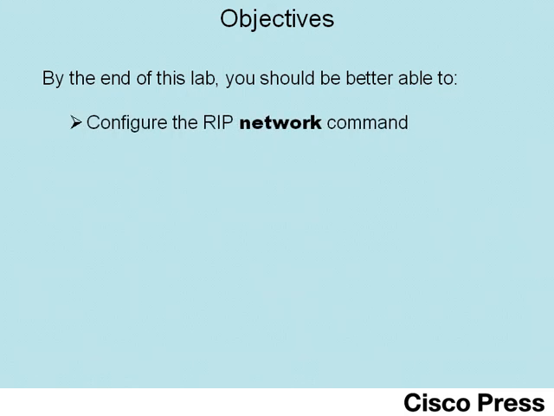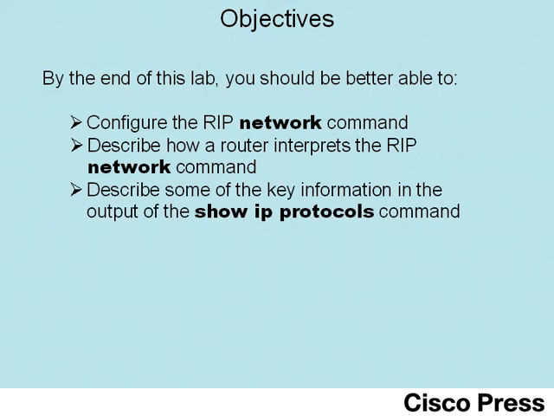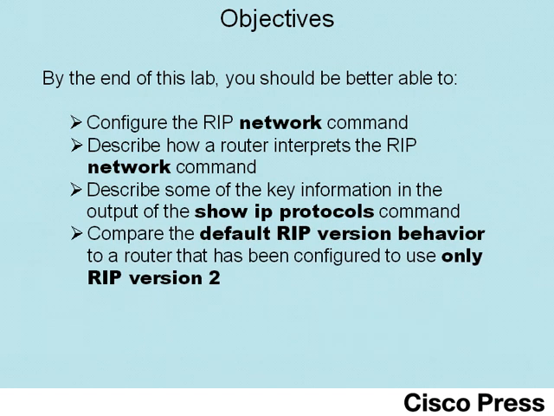This lab has 4 main objectives. First, this lab will examine how to configure the RIP network command, so that by the end of the lab, you'll be able to describe how a router interprets the network command and what it does on each interface that matches the network command. We'll also focus on the show IP protocols command, and by the end of this lab, you'll be able to describe some of the key information that you see in the output of that command. Finally, this lab will compare the default RIP behavior in regards to RIP versions and compare that to a router that's been configured to use just RIP version 2.